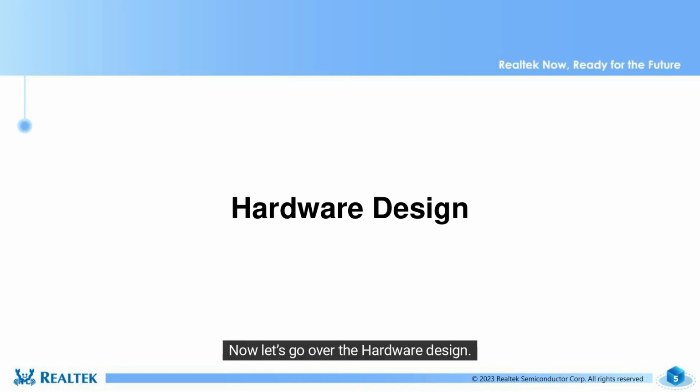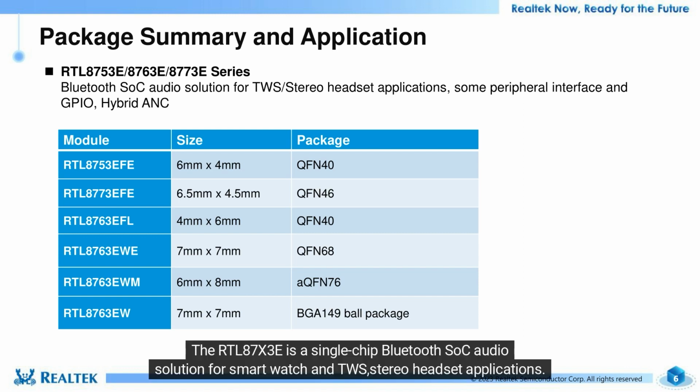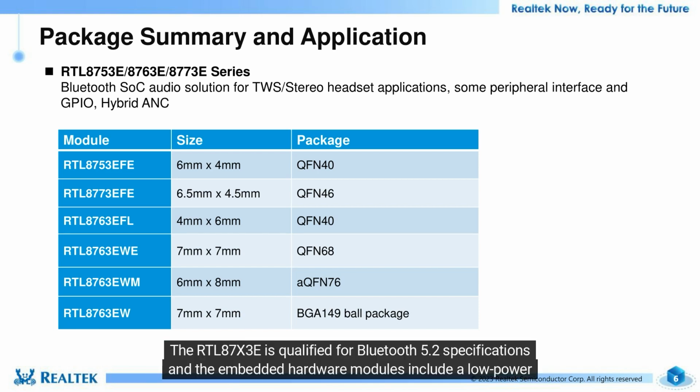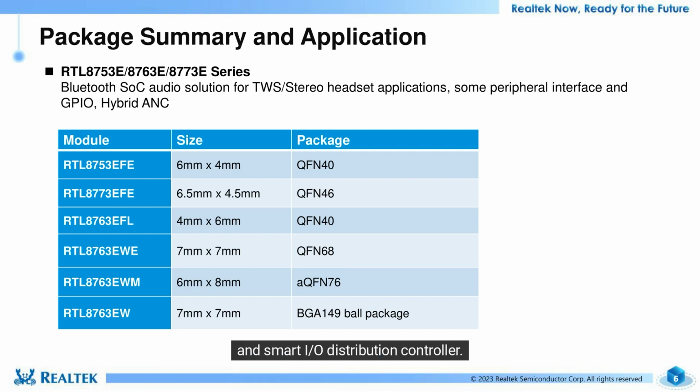Now let's go over the hardware design. The RTL87X3E is a single-chip Bluetooth SoC audio solution for smartwatch and TWS stereo headset applications. The RTL87X3E is qualified for Bluetooth 5.2 specifications, and the embedded hardware modules include a low-power MCU, a low-power DSP, high-performance audio codec, power management unit, ADC, ultra-low current RF transceiver, and smart I/O distribution controller.